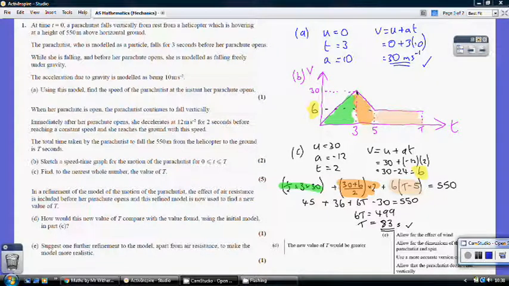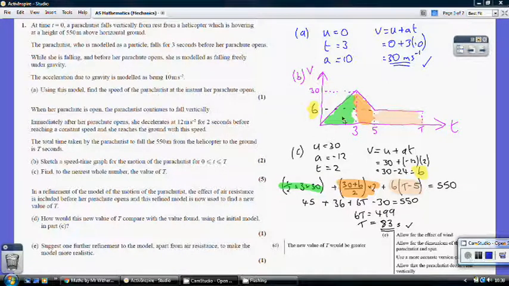So just considering this journey here, we know our initial speed was 30. We know we're decelerating at 12, so our acceleration is minus 12. And the time we were doing this for is 2 seconds. So using v equals u plus at again, we can see that our value for v will be 6.